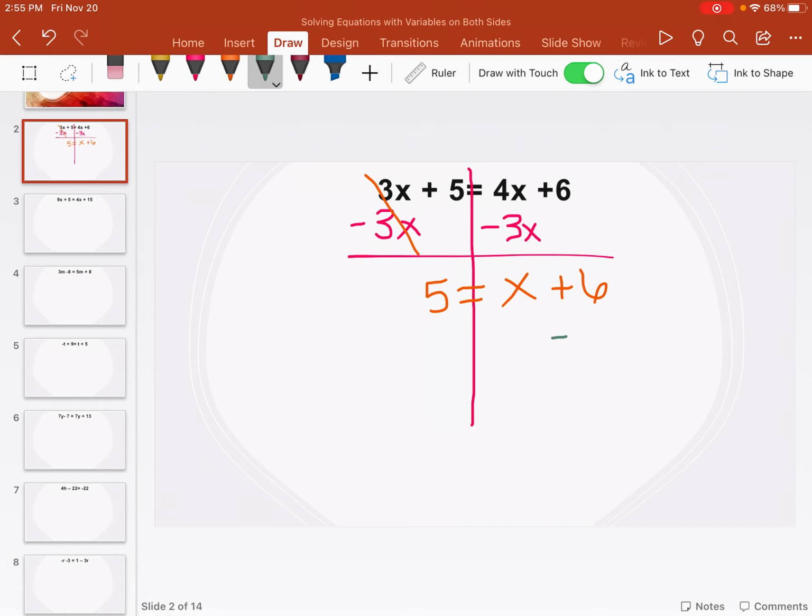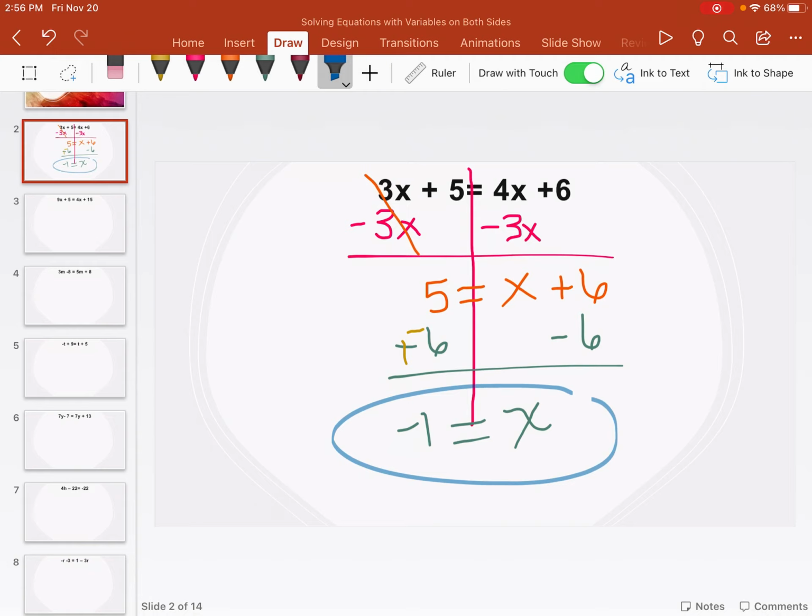So now subtract my 6, subtract 6, x equals, remember this is going to be 5 minus 6. If I were to keep, change, it's really adding a negative, so different sign subtract. This will leave me with negative 1. So x equals negative 1.